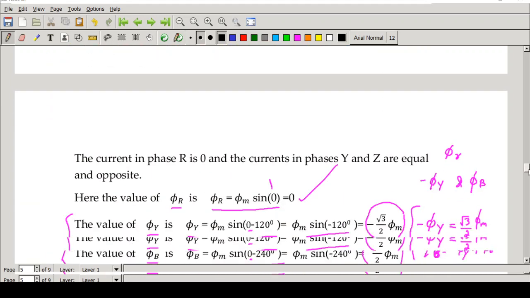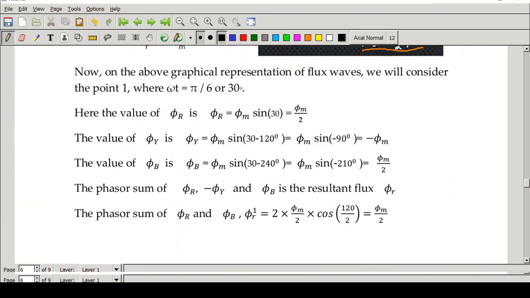Now let's move on to the equations. Phi r, I put it as phi m sine 30, so it is phi m by 2. Then what about phi y? 30 minus 120, that is minus 90. So again we are getting it as minus. So what will I do? Since phi y is negative, I take minus phi y. So minus phi y is equal to phi m. Now what about the flux in the blue phase? I take omega t as 30, so I get minus 210, so I get phi m by 2.